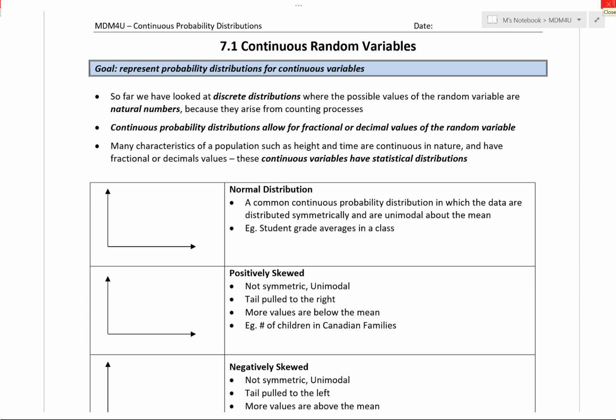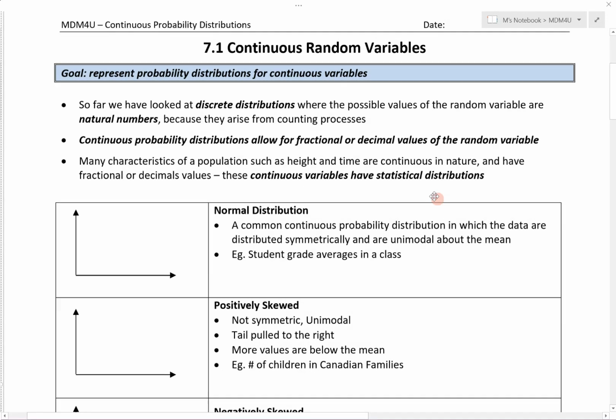Section 7.1, continuous random variables. So the goal here is to represent probability distributions for continuous variables. So far, you've looked at the discrete distributions, where the possible values of the random variable are natural numbers, because they come from counting. But continuous probability distributions allow for any kind of fraction or decimal values.